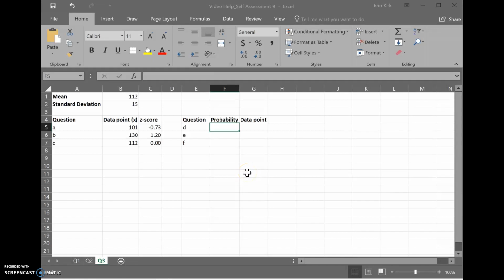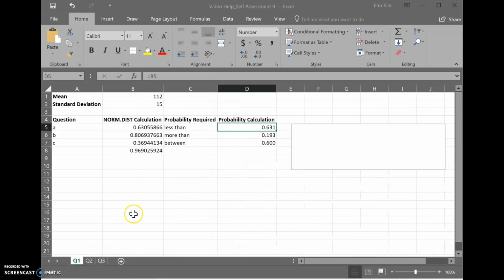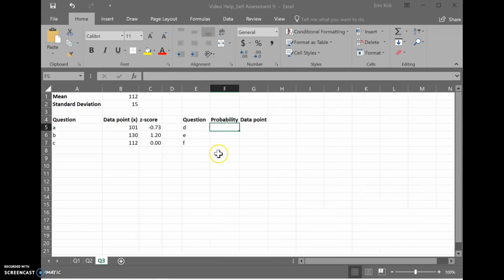This video help will continue with question 3 in self-assessment 9 and look at how to use the NORM.INV, or the inverse normal function. In question 1, we were given a data point and tried to figure out the probability using the norm.dist, or the normal distribution function. In parts D, E, and F of question 3, we're given a probability and want to work backwards to find the data point that corresponds to it.